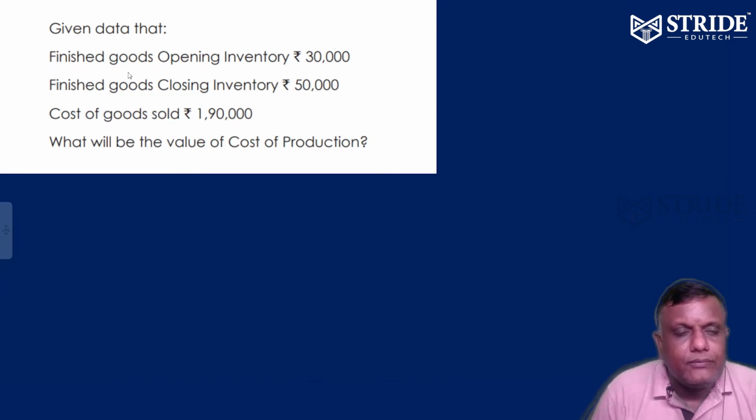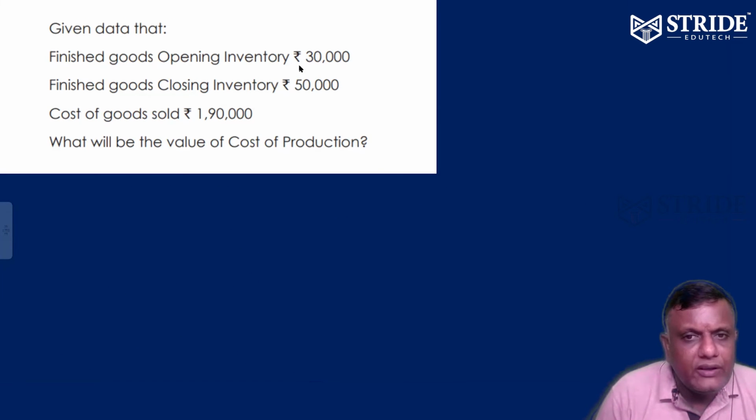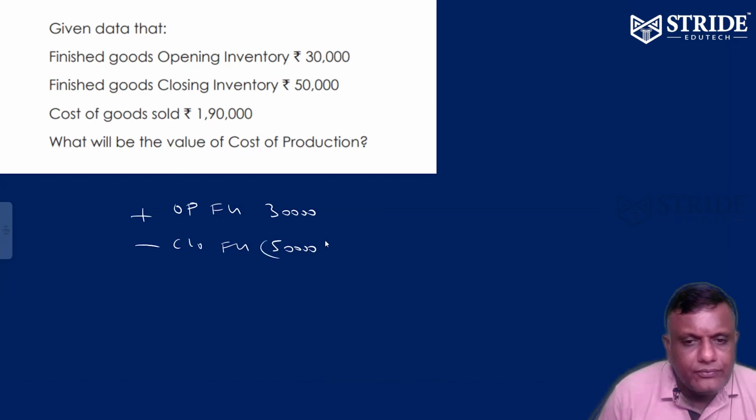Given the data, finished goods opening inventory is given. Next, closing FG is given. Opening FG 30,000. Closing FG 50,000. Opening FG plus cost of goods manufactured minus closing FG is equal to cost of goods sold. That is 1,90,000.